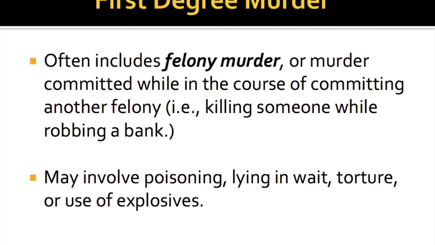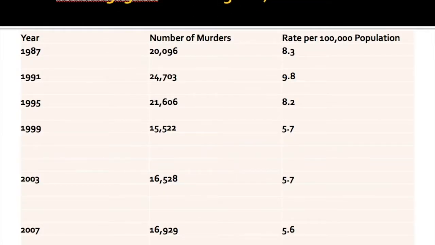We have first-degree murder, which includes felony murder, committed while in the course of committing another felony, like killing someone when robbing a bank. Just like if there's burglary and someone gets killed, and other types of felonies when there's a murder that occurs based on the action that you're doing. This may involve poisoning, laying in wait, torture, or even situations of using an explosive. We'll deal with some of this data as we move along.